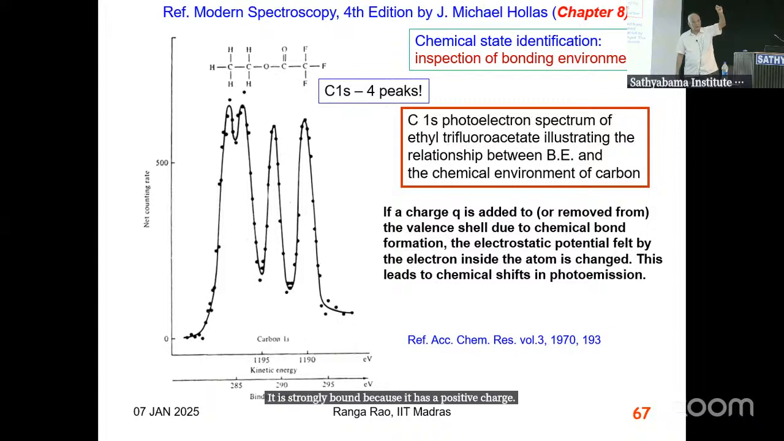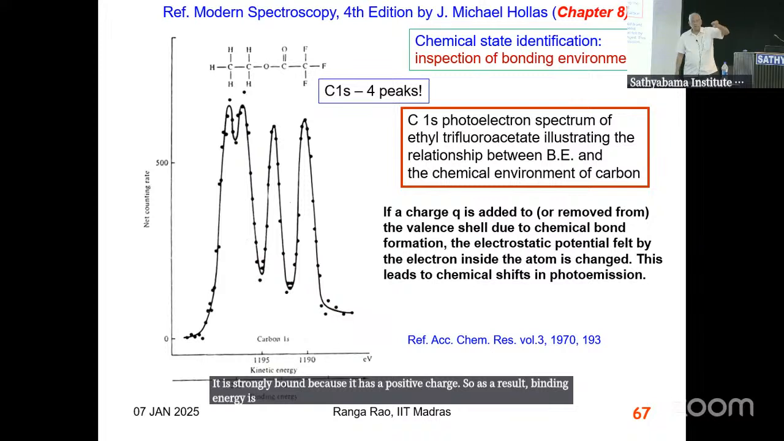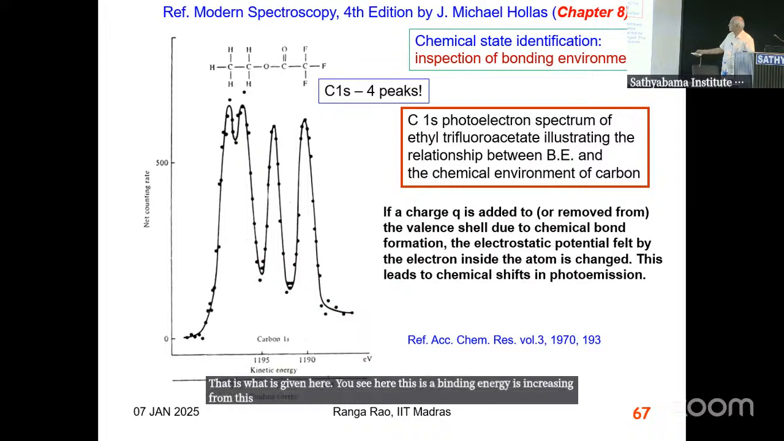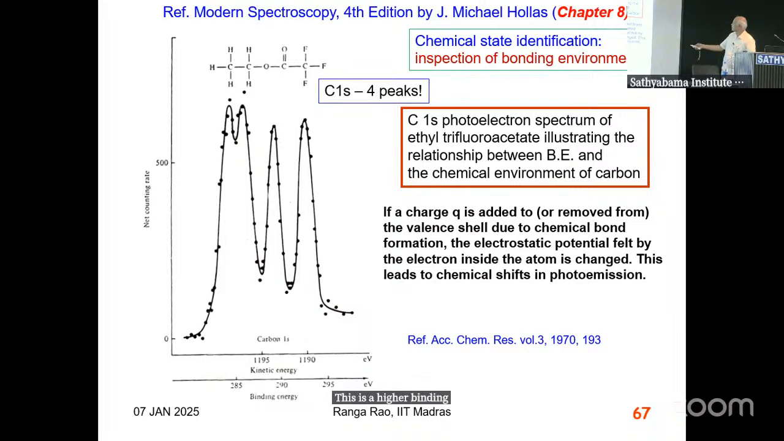So as a result, binding energy is more, kinetic energy is less. That's what is given here. You see here, the binding energy is increasing from this side to that side. This is a higher binding energy peak, which is related to carbon.